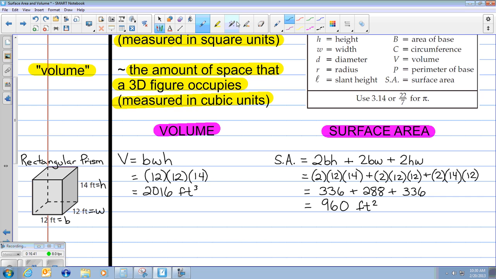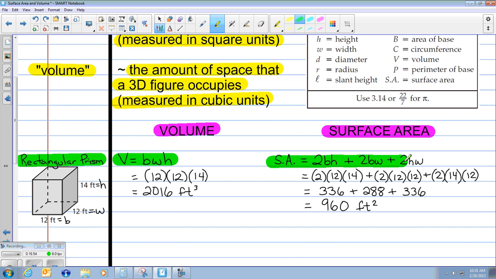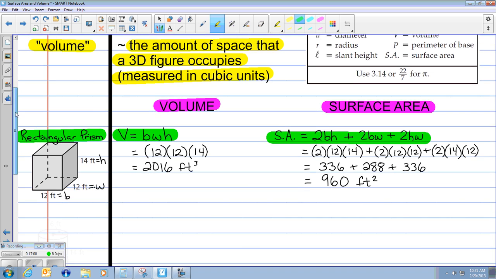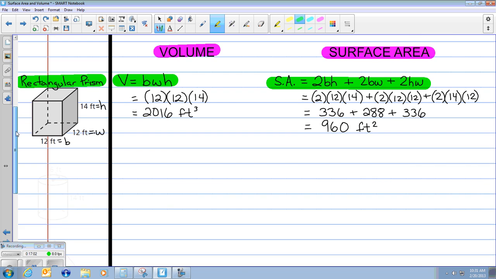All right, I'm going to do a little highlighting here before I move on to the next one. I'm going to highlight rectangular prism. I'm going to highlight the volume formula here and the surface area formula over here. Okay, and then let's move on to the next example.